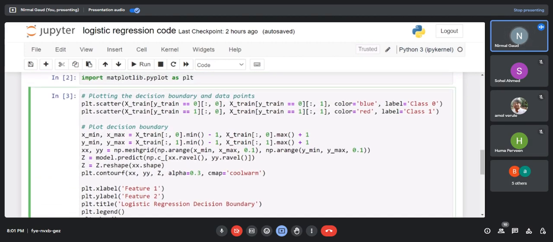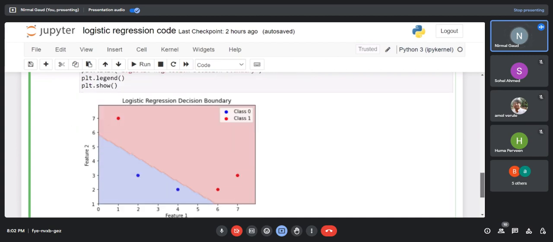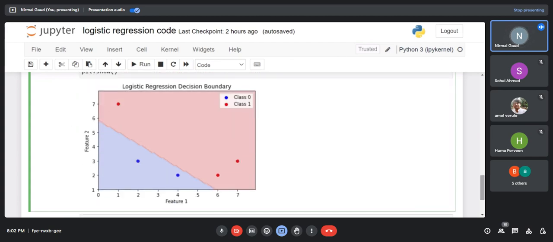I'm drawing the points only, plt.scatter. So I'm just plotting your training points, x train and y train, and then again for class 1 and class 0 both. After that I set the axis and then plotted. That's it. This is the implementation and the plotting part of your logistic regression.